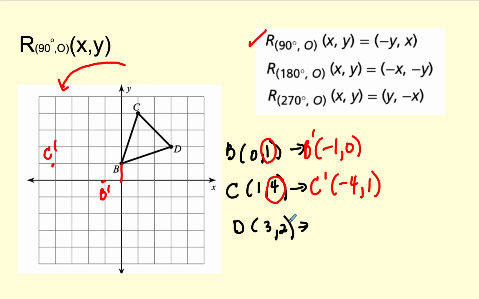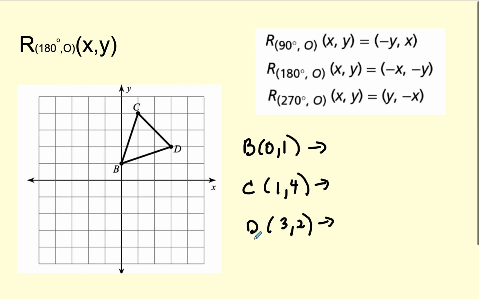And then D, again, we're going to take the y coordinate and make it negative, and then 3. So this is -2, 3, and this is D prime. We'll go ahead and make our triangle like this. And this is the look of the triangle turning 90 degrees.